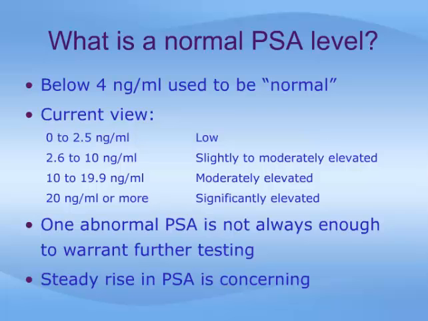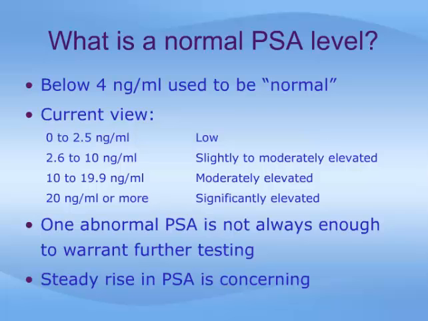Presently, many doctors are now using the following ranges, with some variation. 0 to 2.5 nanograms per mil is low. 2.6 to 10 nanograms per mil is slightly to moderately elevated. 10 to 19.9 is moderately elevated. And 20 nanograms per mil or more is significantly elevated.